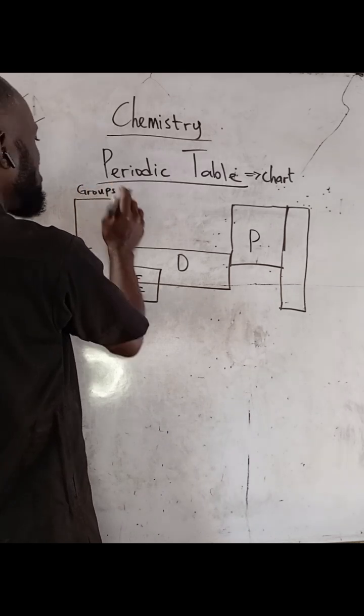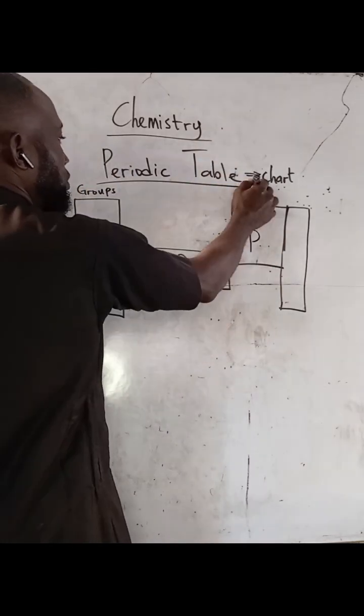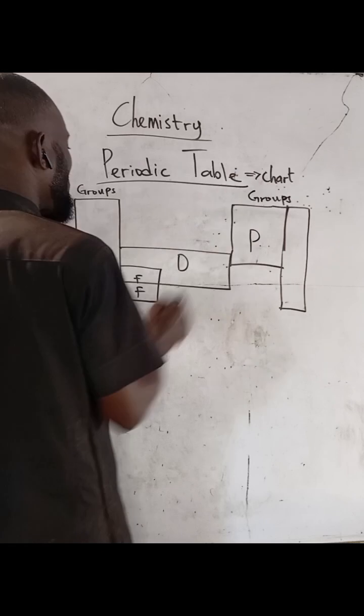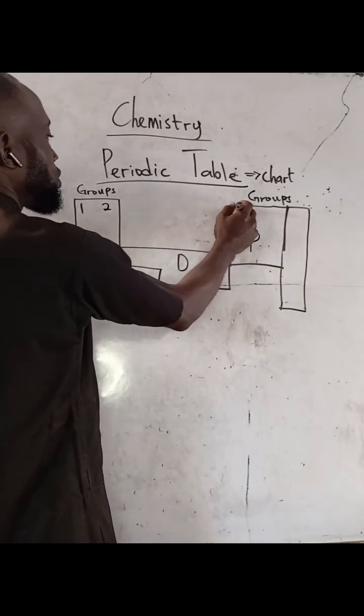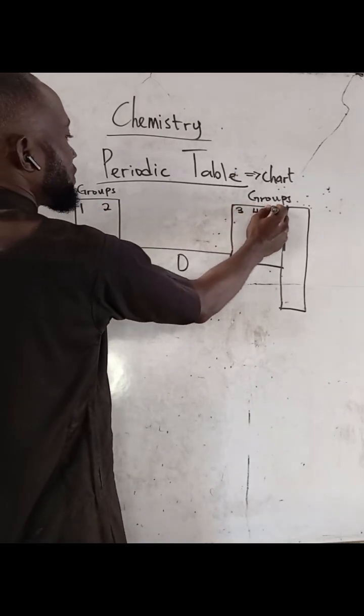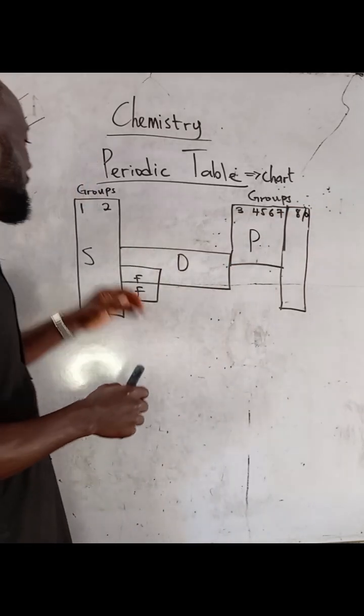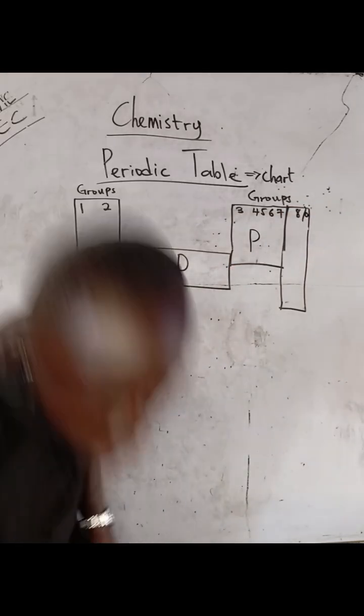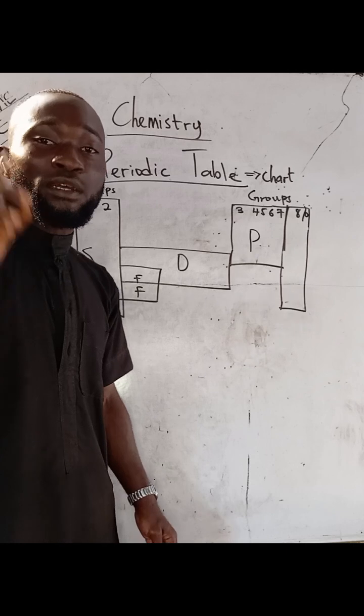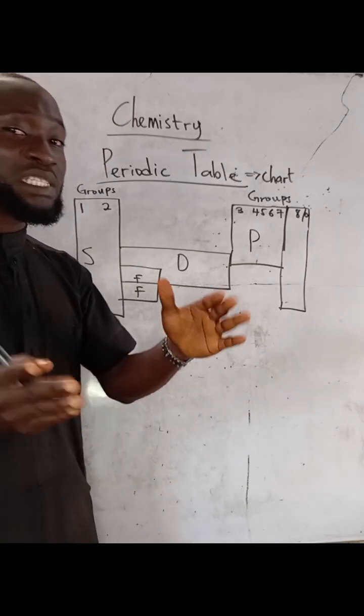Groups, now these are groups from up to down. We have groups here too. These are groups from up to down. This is group 1, group 2. This is group 3, 4, 5, 6, 7, and this is group 8 or group O sometimes. Now, elements in group what? In group 1, they have one electron in their valence shell, which means their outermost shell.